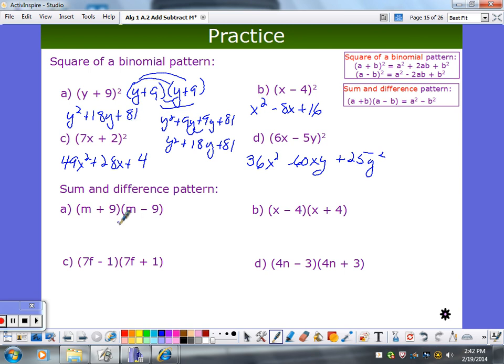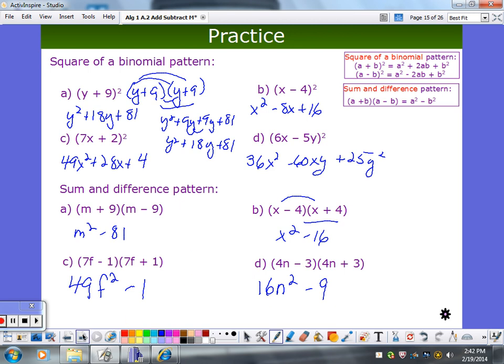Now this guy, if you can remember the pattern, it's a plus and a minus, right? Sum and difference. m squared minus 81. Multiply, multiply. x squared minus 16. What's 7f times 7f? Careful, careful. Think for a second. 49f squared minus 1. Careful. 4n times 4n. What is it? Good. This one I think is a little bit easier to pick up. So I really want you to recognize this. We're going to need this guy in a couple classes.